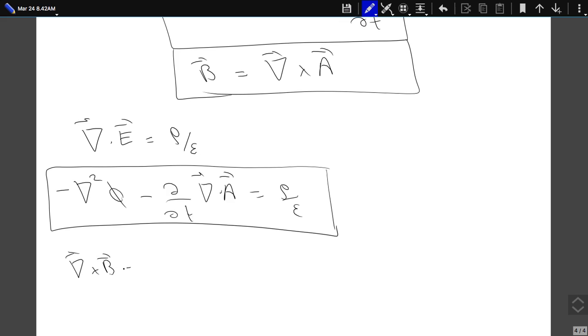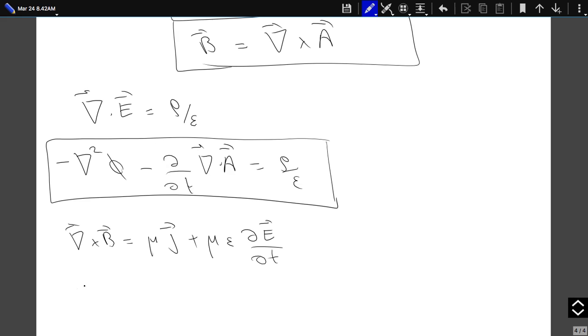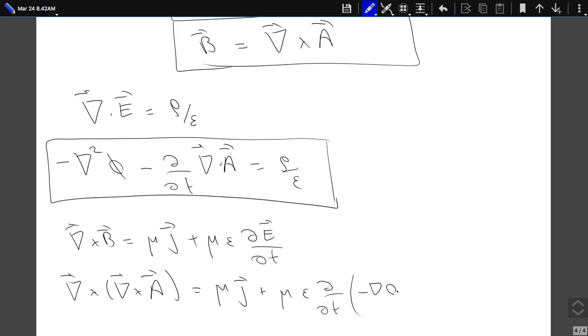Now let's look at our other equation. The other equation that we didn't use was the curl of B is equal to mu times J plus mu epsilon del E by del T. This was our other equation that we need to satisfy. Well, B we already know is the curl of A. So the curl of A should be equal to mu J plus mu epsilon del by del T of E, and E is minus the gradient of phi minus del A by del T.